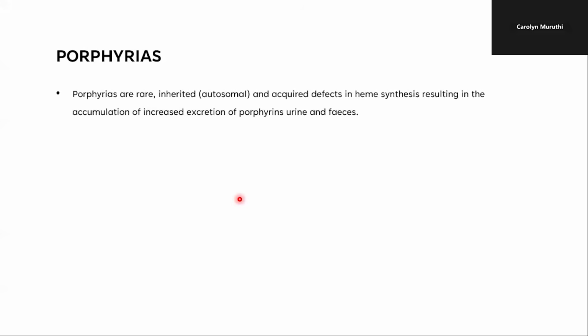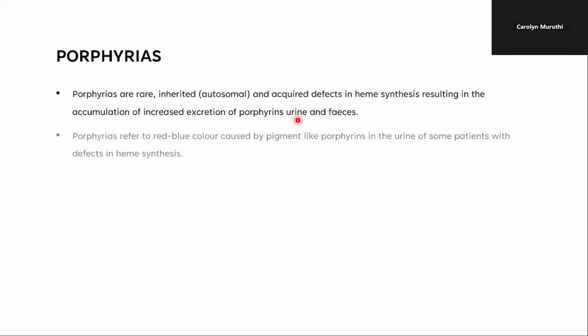So let us look at porphyrias in detail. Porphyrias are rare, inherited and acquired defects in heme synthesis, which result in accumulation and excretion of porphyrins in urine and feces. Porphyrias refer to the red-blue color caused by pigments like porphyrins in the urine of some patients who have defects in heme synthesis.